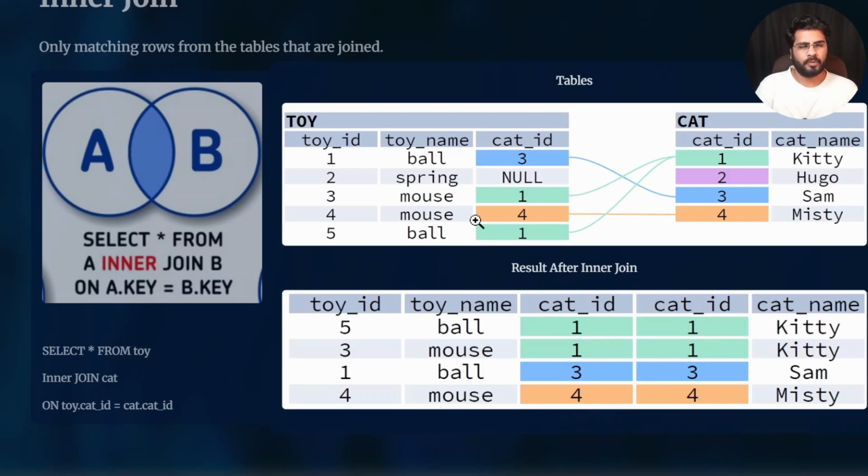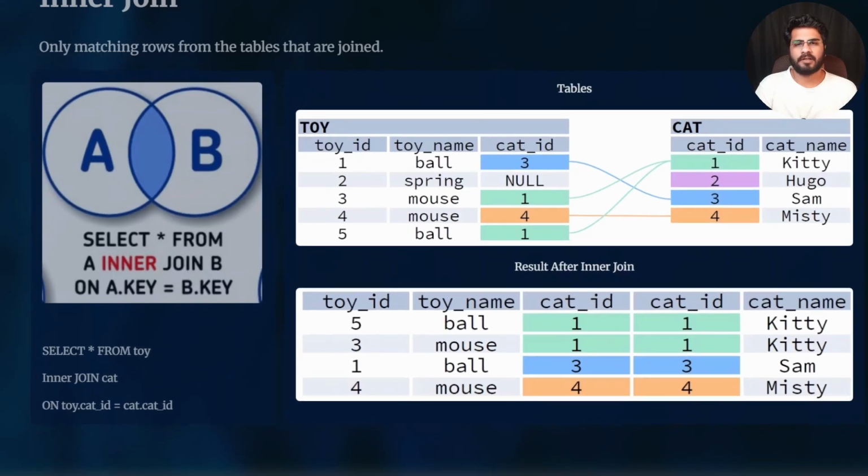So remember one more point. The join condition doesn't have to be an equality. It can be any condition you want. It only checks if the rows satisfy the given condition.